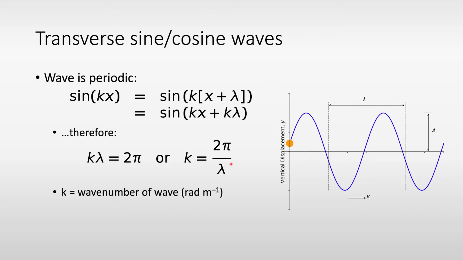In this case, k represents the wave number of the wave, and the units of that is radians per meter. If we have a high value of k, that means we will have a short wavelength, and consequently we will have a high energy in the system.